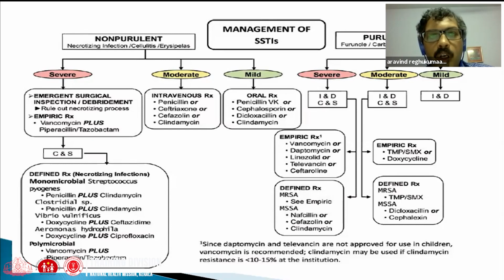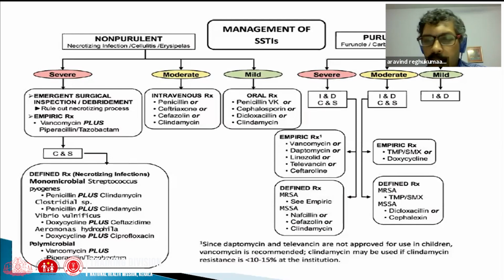Whereas in case of a non-purulent cellulitis, non-purulent SSTI, which could be cellulitis, necrotizing infection or erysipelas, it is streptococcus. For streptococcus, the drug of choice, as we have discussed, is going to be penicillin V or a cephalosporin. So if it is mild, penicillin V or cephalosporin. If it is moderate, then you use intravenous penicillin. Now if it is severe, obviously you go for vancomycin plus piperacillin-tazobactam.